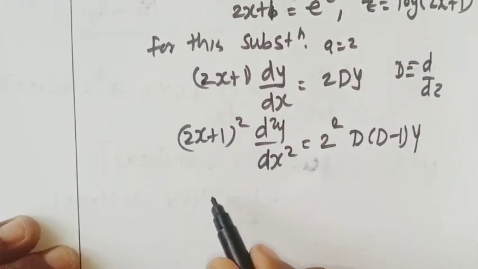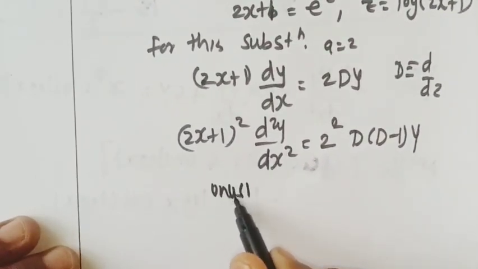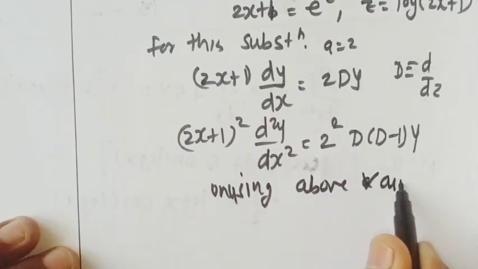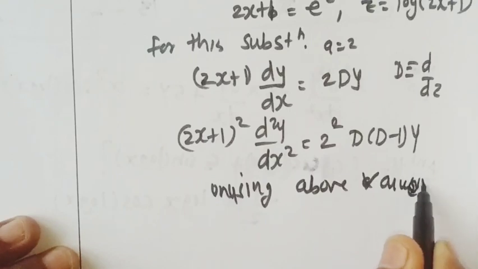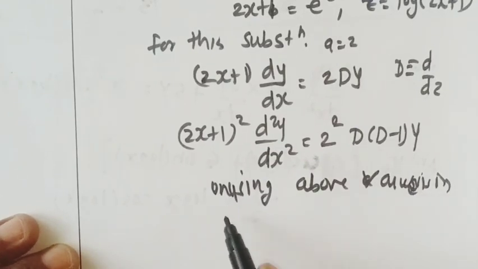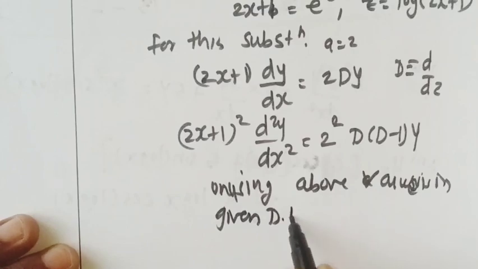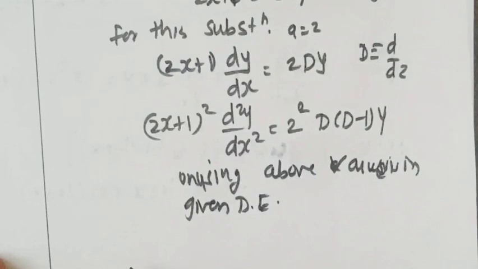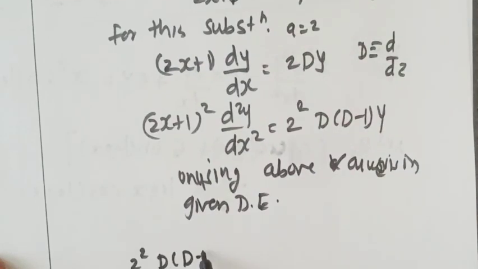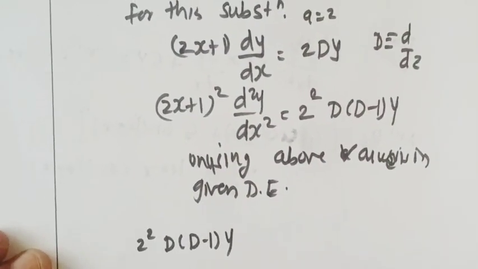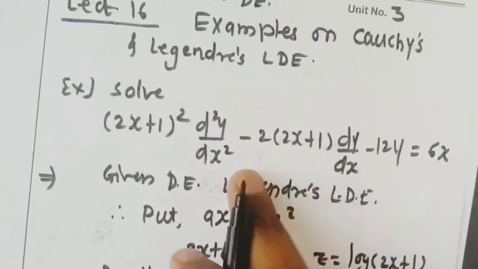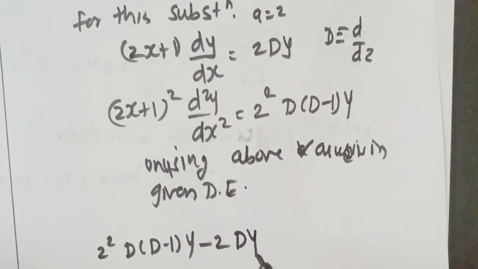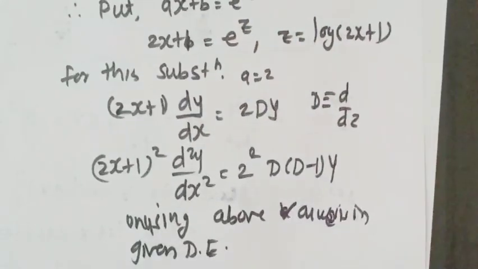Now on using the above values in the given differential equation, it becomes: the first term is a second degree term, so it gets replaced by 2² D(D − 1)y, right? Now the second term is minus 2 times (2x + 1) dy/dx, which we replace by capital D y. The last term is −12y, that is as it is.